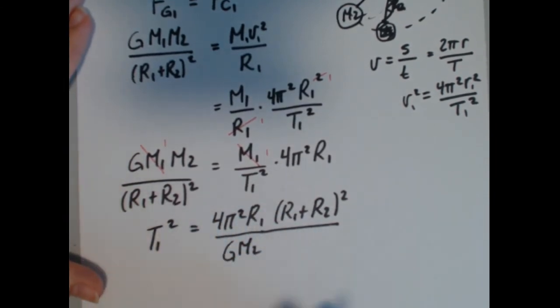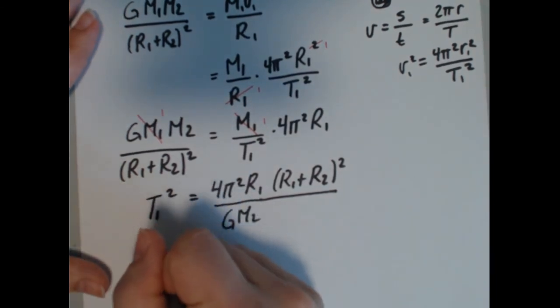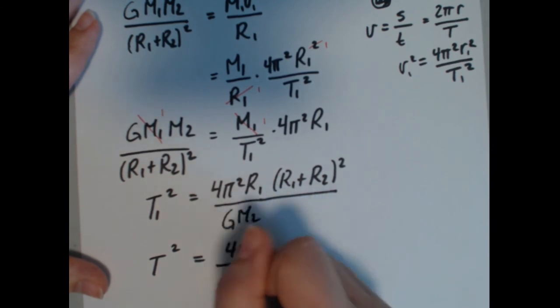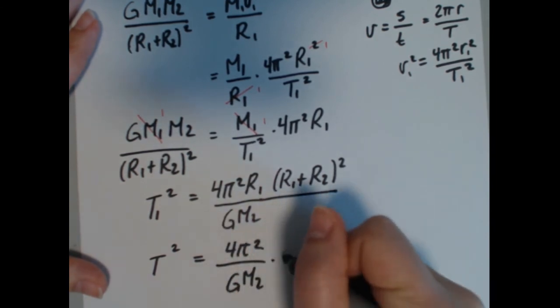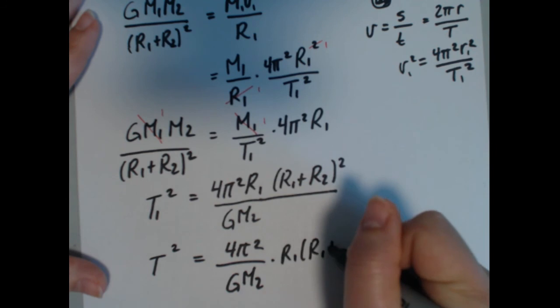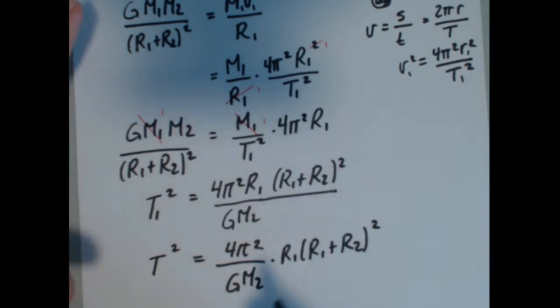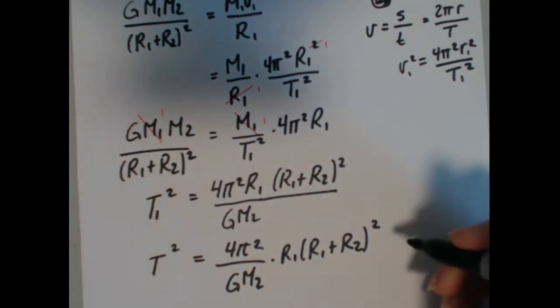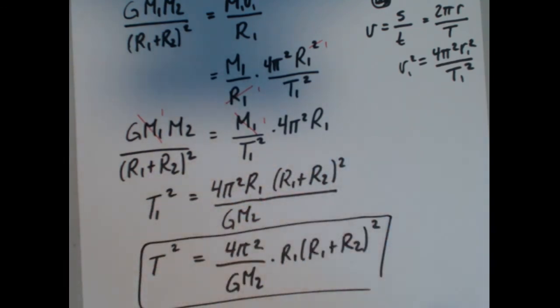Just to make it look nice, we're going to make it look like how they had it. So T squared is equal to 4π² over GM2 times (R1 + R2) squared. Now the reason I could drop the subscript 1 and just make it a T is because the question tells me the stars have the same orbital period T. So that means T1 is the same as T2, so you can just call it T. Okay? So that is our derivation, and we have arrived at the correct final expression.